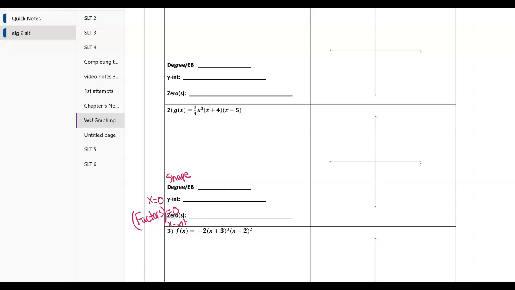So let's start with number 2. So first, I'm just going to write everything out. So 1/4 x cubed means there are 3 x's happening. And then I've got my x plus 4 and my x minus 5.